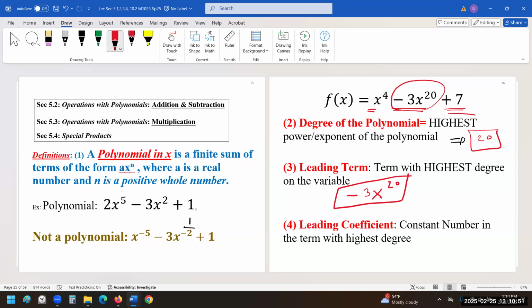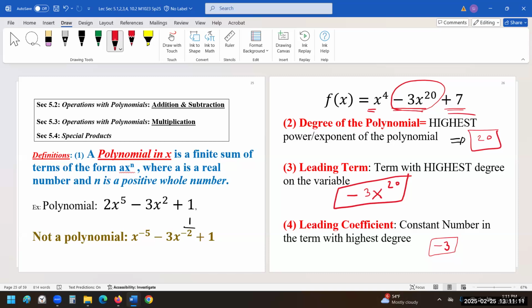And now in this term, whatever number you have in front of your variable, that's called the leading coefficient. So what is our leading coefficient? 3. Negative 3, including their sign. So why do we care?